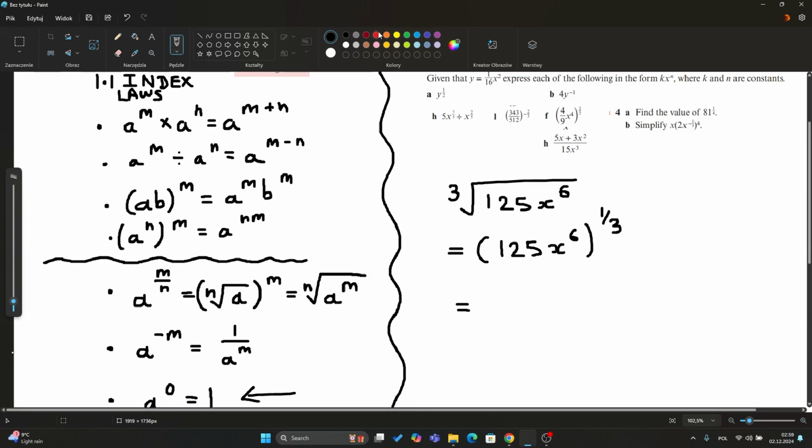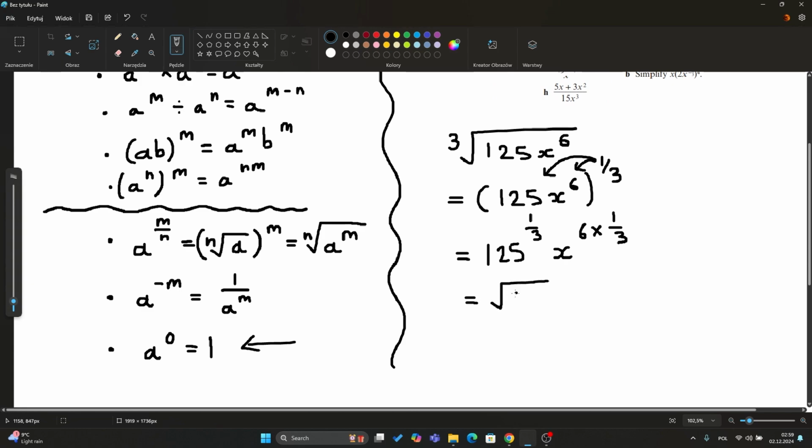And now we just use this rule over here. The power is multiplied by each term, and therefore 125 to the power of 1 over 3, and x to the 6 multiplied by 1 over 3. So here we got cube root of 125, and here we got x to the power of 2. So cube root of 125 is 5, and then we have x squared, so the final answer is 5x squared.